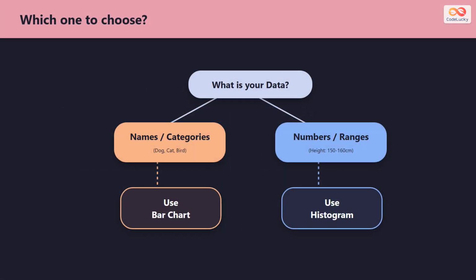So, which one should you choose? Just ask yourself, what is my data? If you have names or separate categories, use a bar chart. If you have numbers or ranges where you want to see the distribution, use a histogram. It is that simple.